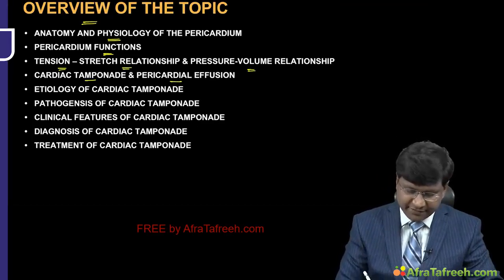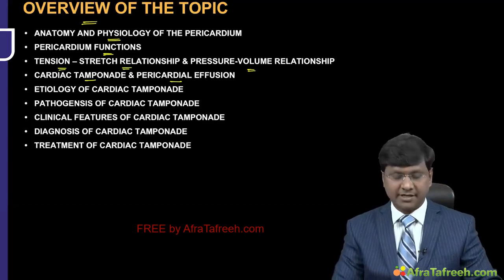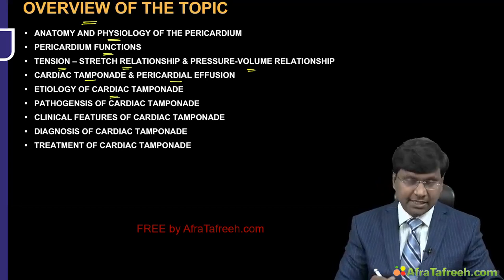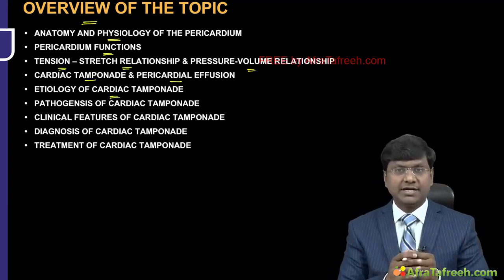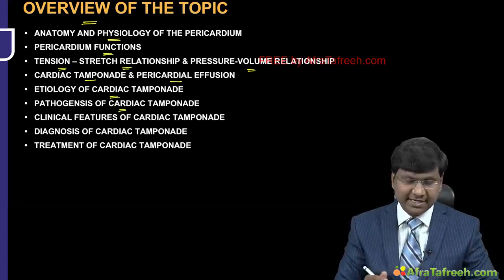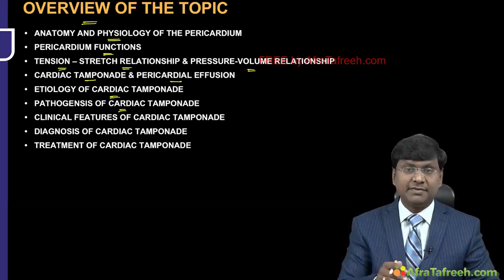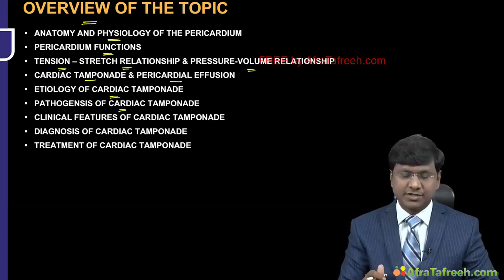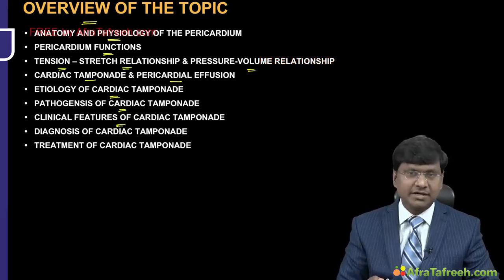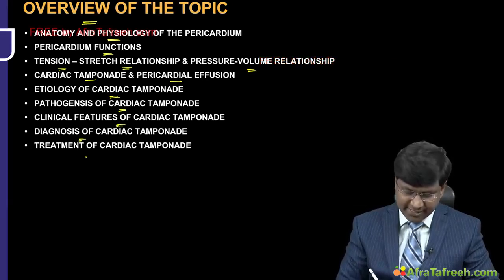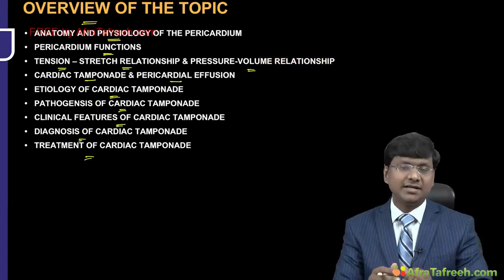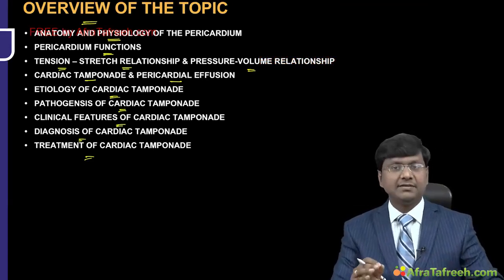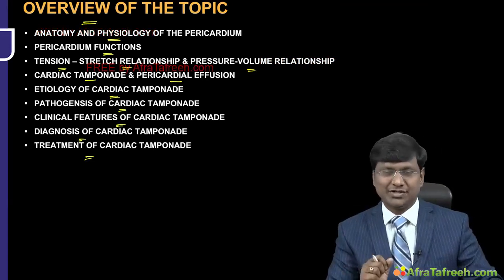Then what exactly is the difference between cardiac tamponade and pericardial effusion? What are the various etiologies that will be causing cardiac tamponade? Then what is the pathogenesis for the development of sudden onset dyspnea in these patients with cardiac tamponade? What will be the clinical features, how will you diagnose cardiac tamponade, and how do you treat cardiac tamponade? So this will be the overview of the topic.